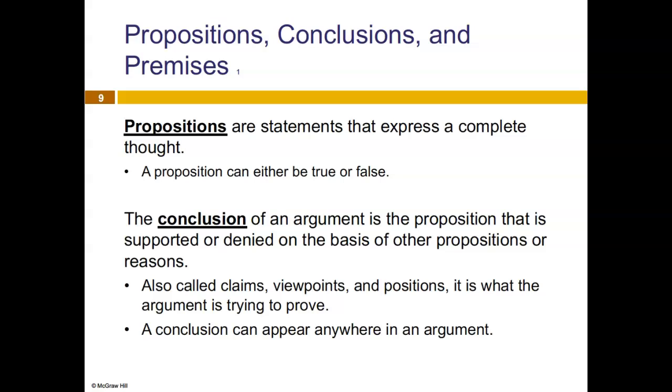So propositions are statements that express a complete thought. A proposition could be true, it could be false. And the conclusion of an argument is the proposition that is supported or denied on the basis of other propositions or reasons. It's also called claims, viewpoints, and positions. It is what the argument is trying to prove. A conclusion can appear anywhere in an argument. You can start with a conclusion, you can end with a conclusion. But you have to understand that all arguments contain propositions.